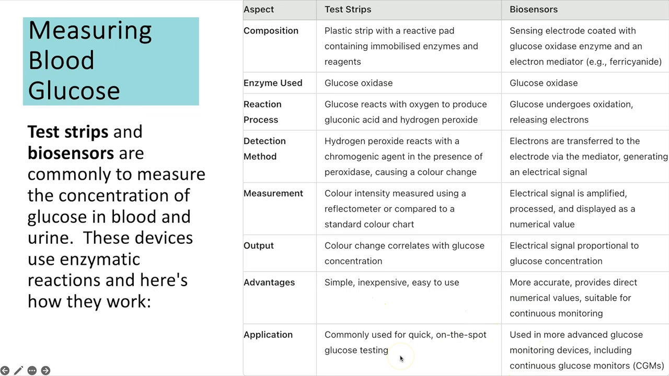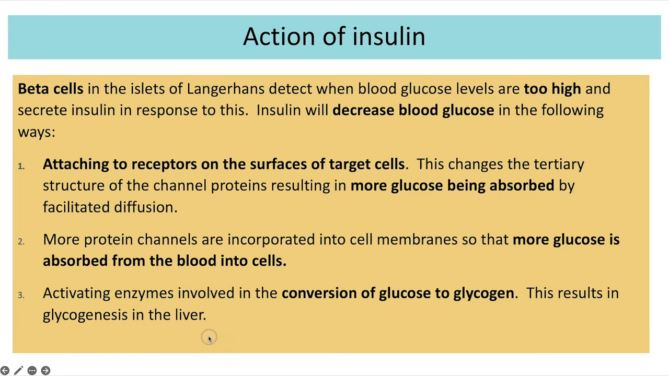So test strips are commonly used for quick on-the-spot glucose testing, whereas biosensors are used in more advanced glucose monitoring devices, including continuous glucose monitoring. So you can pause the video, read through this information in your own time, or you can pause, take a screenshot, print it out, and then you've got that table to go in your notes. But if we go back to the effect of the hormones, we're going to start with insulin.